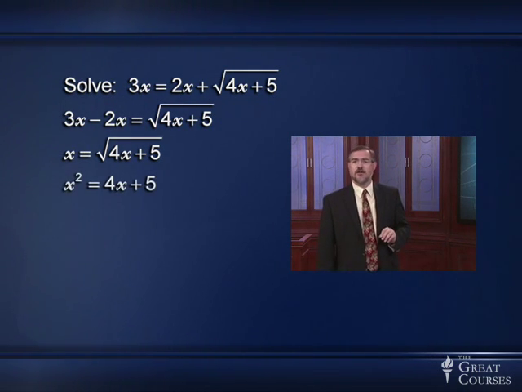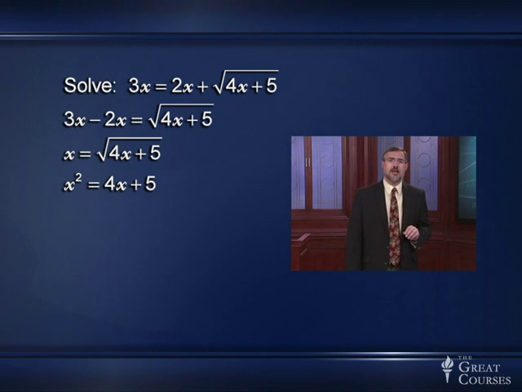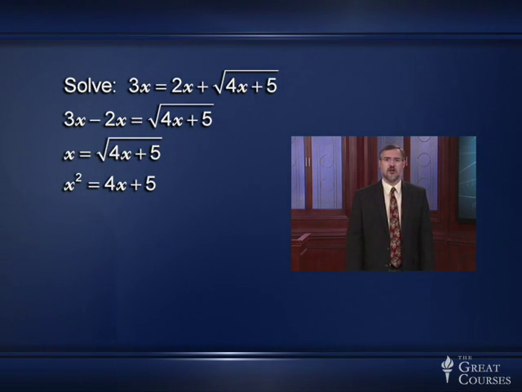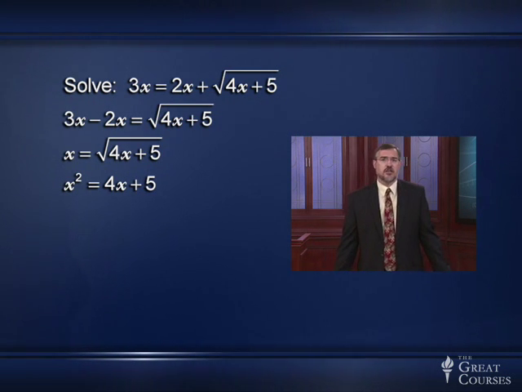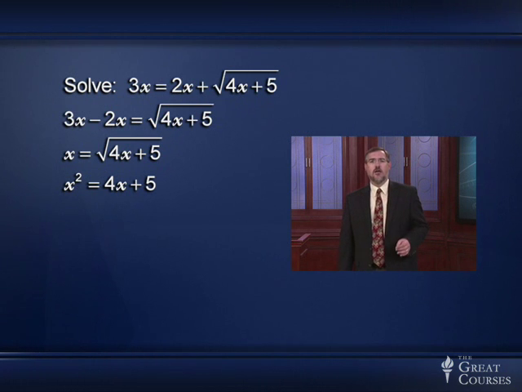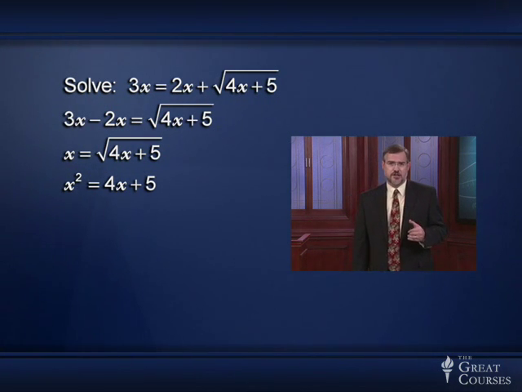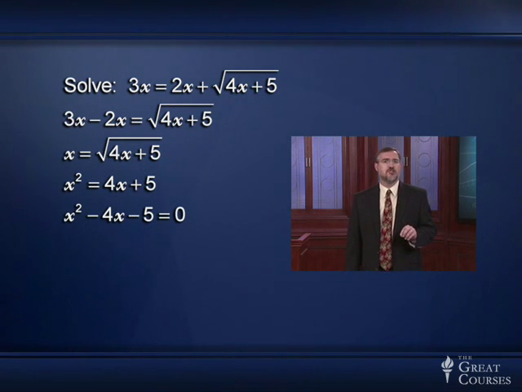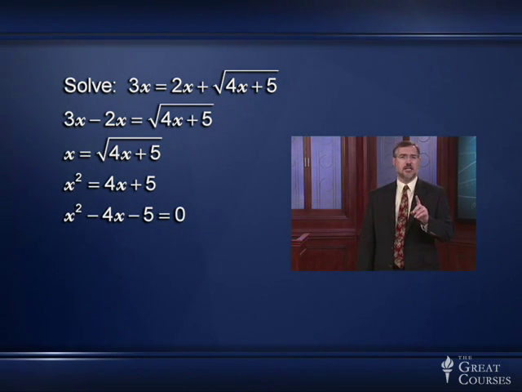And when you do that, the left-hand side is x squared, and the right-hand side is just 4x plus 5, thanks to the fact that we talked about earlier. Now you're just looking at a quadratic equation. We know how to solve that, so let's do so. x squared equals 4x plus 5 is the same as x squared minus 4x minus 5 equals 0.